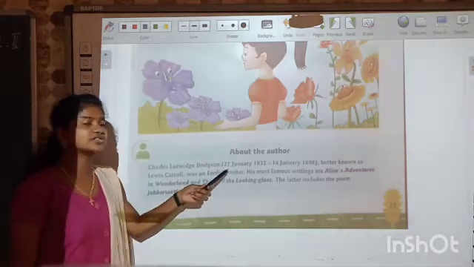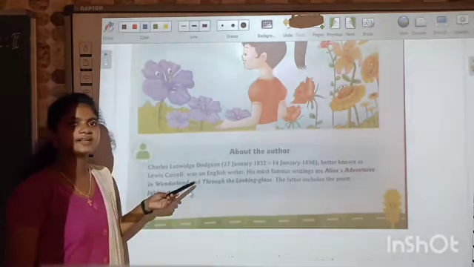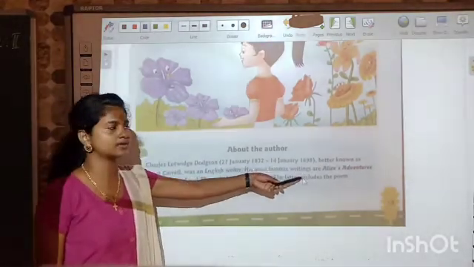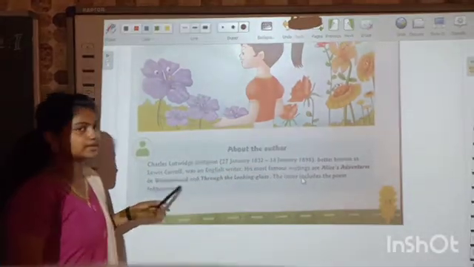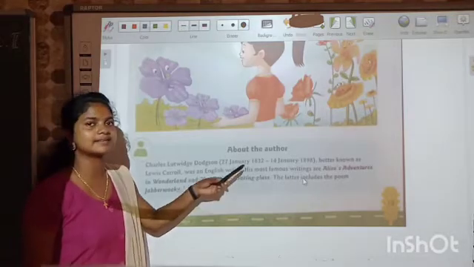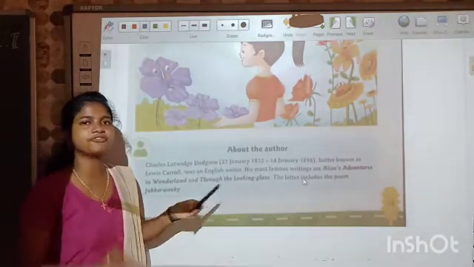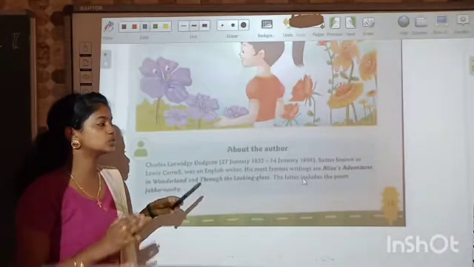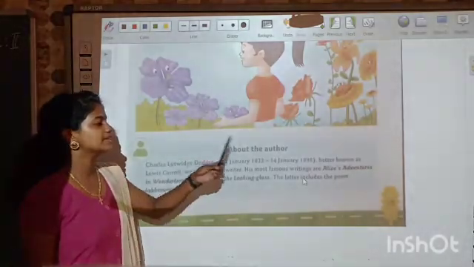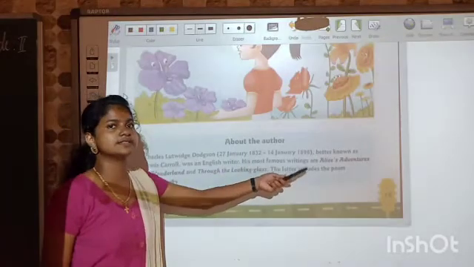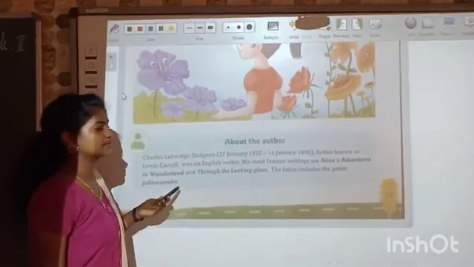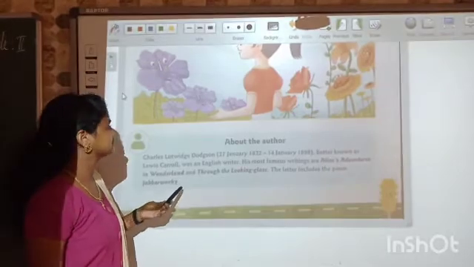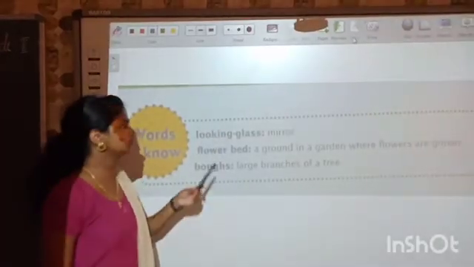He was an English writer. His most famous writings are Alice's Adventures in Wonderland and Through the Looking Glass. The latter includes the poem Jabberwocky.